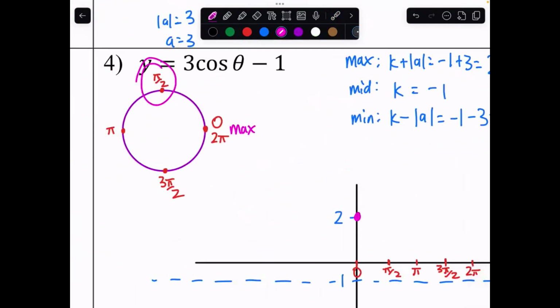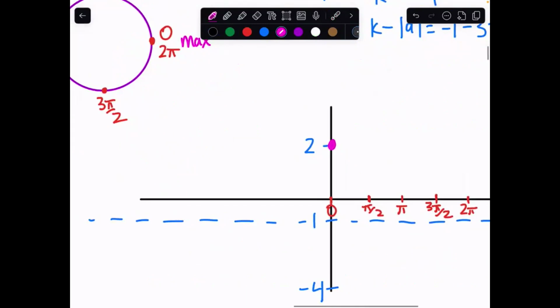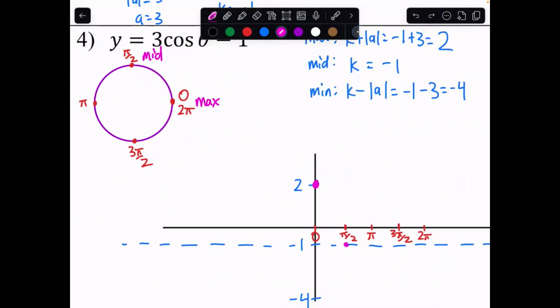Okay, the next key angle of pi over 2, its x value is right in the middle of the circle. Okay, so pi over 2 will be on the midline. Okay, so not on the x-axis, right? The midline is at -1. Okay, so pi over 2 comma -1.